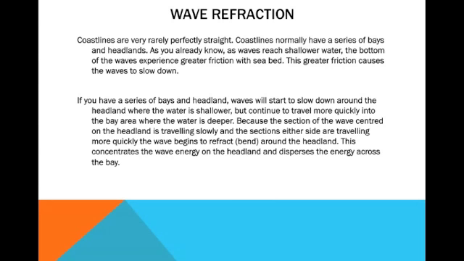If you have a series of bays and headlands, waves will start to slow down around the headland where the water is shallower, but continue to travel more quickly into the bay area where the water is deeper. Because the section of the wave centered on the headland is traveling slowly and the sections either side are traveling more quickly, the wave begins to bend around the headland. This concentrates the wave energy on the headland and disperses the energy across the bay.